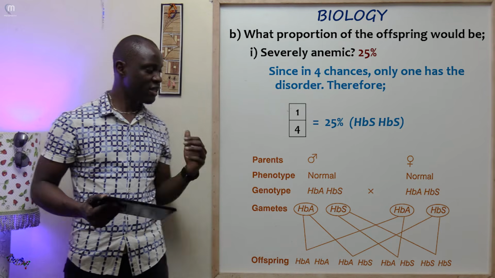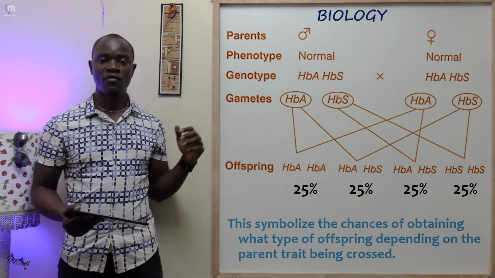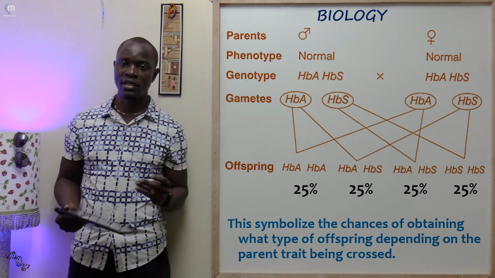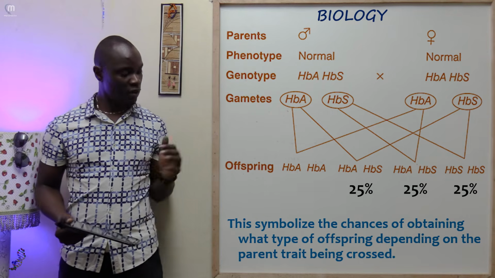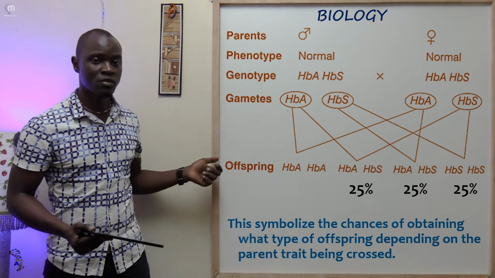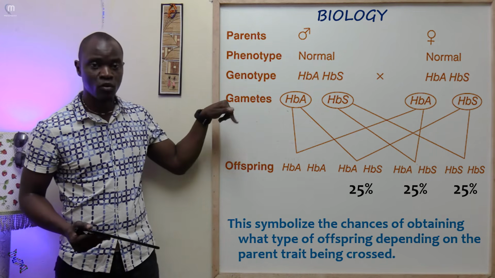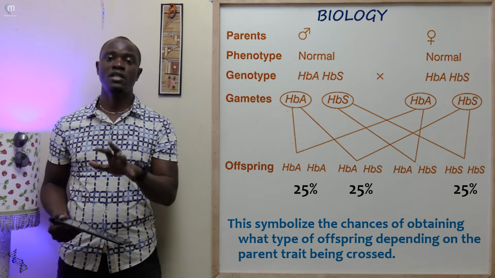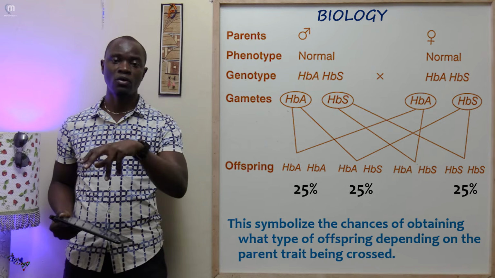25% chance. Remember, this does not mean that the first offspring you obtain will be normal, the second will have some sickle cell trait, the third and then the fourth. No. These are chances. In all, these are 25, 25, 25, 25. There's a 25% chance of obtaining an offspring who's normal. There's a 50% chance, because it's both of them, HbA, HbS, HbA, HbS, of obtaining offspring that have some condition of sickle cell in them.